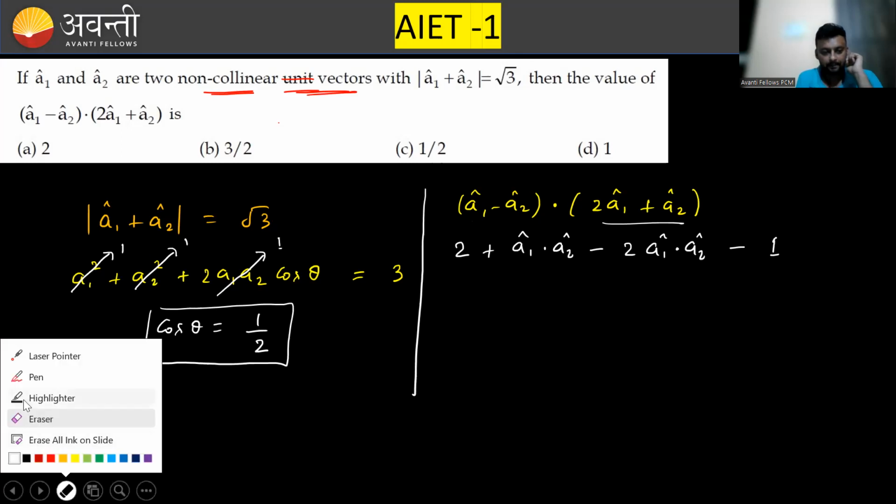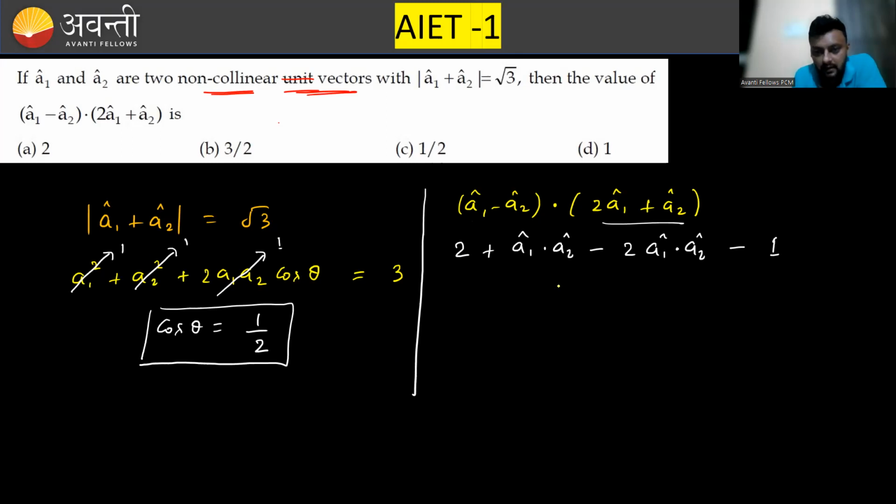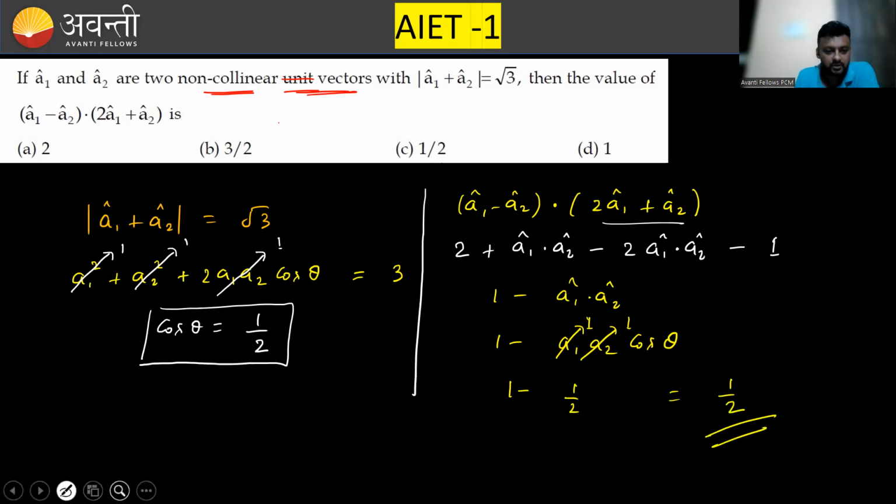So now you can see here, this is 2 plus A1 dot A2 and minus 2 A1 dot A2. So it will be 2 minus 1, 1 minus A1 dot A2. Or you can write it as 1 minus A1 A2 cos theta. Magnitude of A1 is 1, magnitude of A2 is 1. So that is 1 minus cos theta. Cos theta is 1 by 2, so this is 1 by 2. The correct option is C. I think clear.